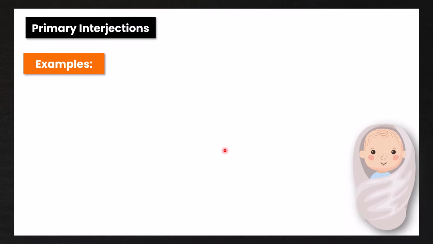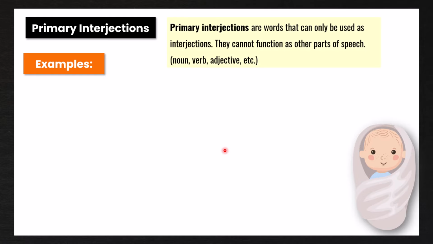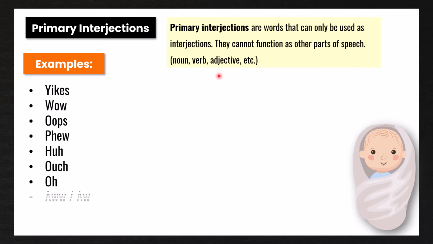So there are different types of interjections. First, we have primary interjections. And primary interjections are words that can only be used as interjections. They cannot function as other parts of speech. So a primary interjection is not a noun, a verb, or an adjective. It is only an interjection. And here are some examples. Yikes. Wow. Oops. Phew. Huh? Ouch. Oh. Aw. And ew. So all of these words are only interjections. They are not nouns or verbs or adjectives.